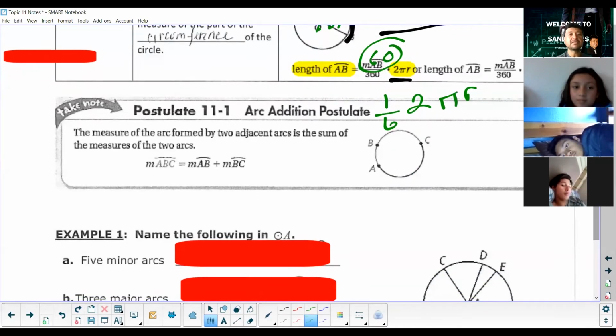For this next one, Celeste, read what it says, arc addition postulate. It says right here, the measure of the arc formed by two adjacent arcs is the sum of the measures of the two arcs. In pretty simple terms, it's just saying this: this plus this equals the whole thing, the one in blue. That's all it's saying. Very easy.